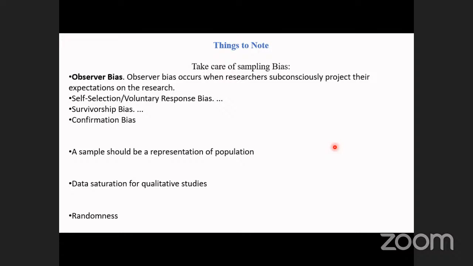So you must ensure that that is what we call randomness. You want to make sure that everything is equal. Do you get that? Any question? Anyone?